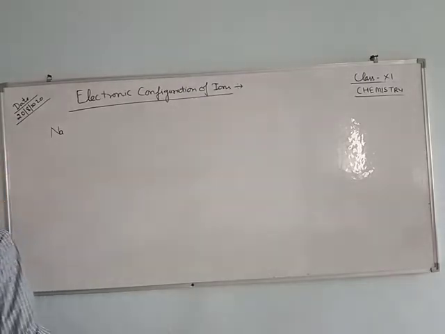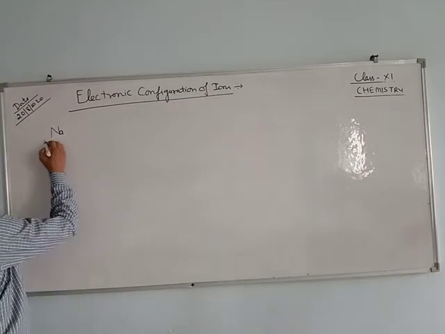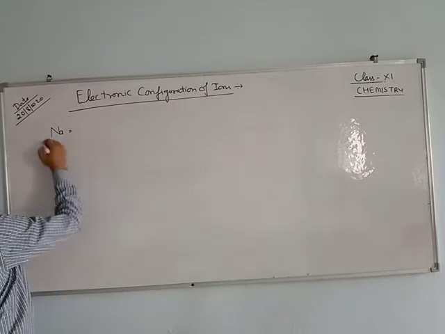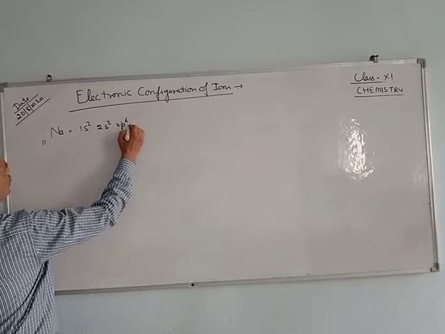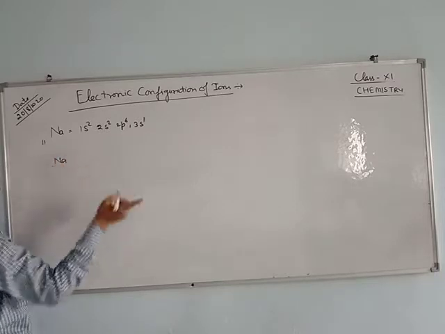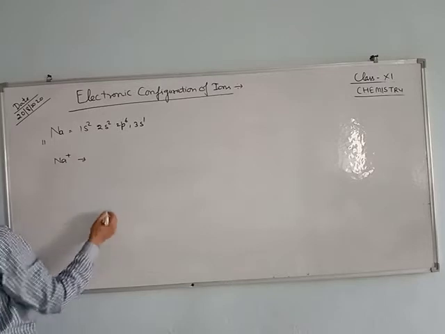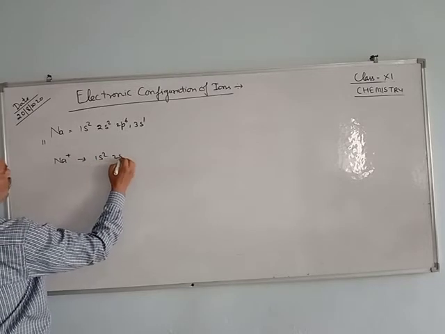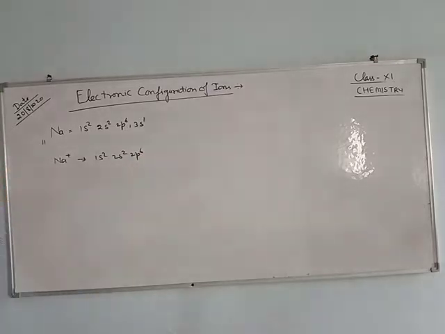Next example is to write the electronic configuration of the sodium ion. The atomic number of sodium is 11. The atom is 1s2, 2s2, 2p6, 3s1. The sodium atom loses one electron to form the sodium cation. The electronic configuration is 1s2, 2s2, 2p6. It is the electronic configuration of the sodium cation.